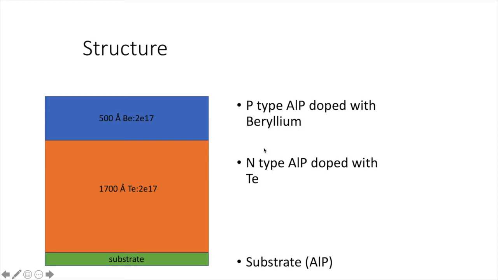So, the structure for our solar cell is going to be a p-type aluminum phosphide that is going to be doped with beryllium. Beryllium is an acceptor impurity because it has 3 valence electrons, so it accepts electrons. Our N region is going to be doped with tellurium because tellurium has 5 valence electrons, which means it donates electrons, so that we can make our internal electric field, and so that holes and electrons will be separated once they get created. And our substrate is going to be aluminum phosphide.